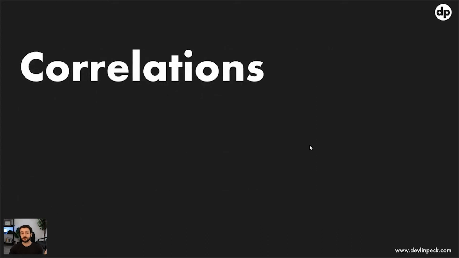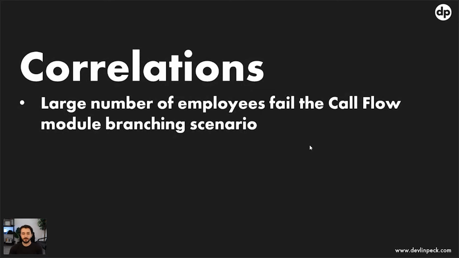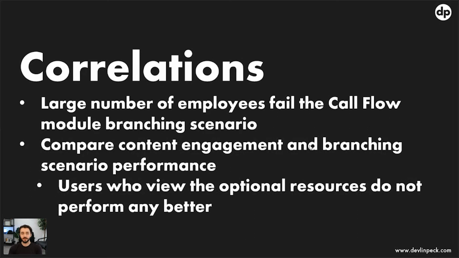We're going to talk about specifically what we would look at. Say in one of these modules in our call center training, we have a high number of employees just downright failing. They're maybe getting something like 50%. They're definitely not getting through it on the first try, or maybe even the second try. Well, what we can look at is this: the job aid and the video are supposed to be helping these people get through the branching scenarios. So let's compare how people are engaging with that content and how they're performing on the branching scenario.